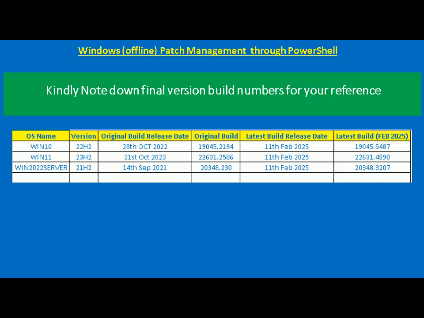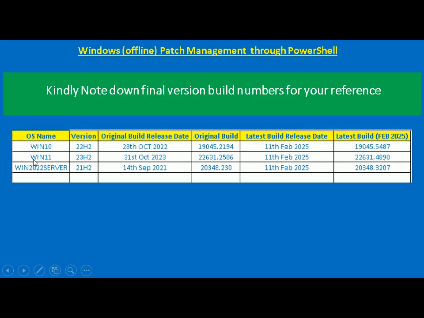On this particular slide I want to show you the final version build numbers for your reference. So for Windows 10 version 22H2, original build release 20th October 2022, original build number is this 2194. Just concentrate on the last 4 digits. And then the latest build is 11th of February, as I told. Whenever you are updating your operating system with the latest updates, the build number will get upgraded, and then the latest build will be, this will be same 19045, and the last 4 digits 5487. Same thing for Windows 11, latest build is 4890.